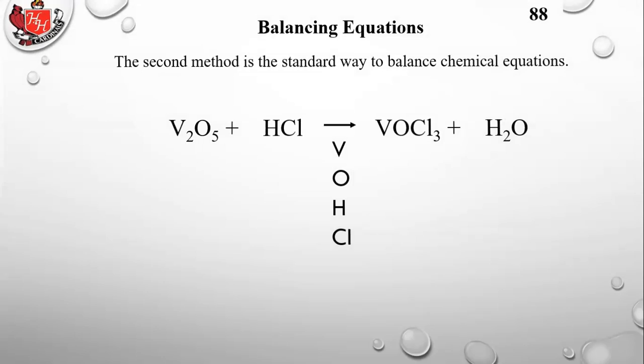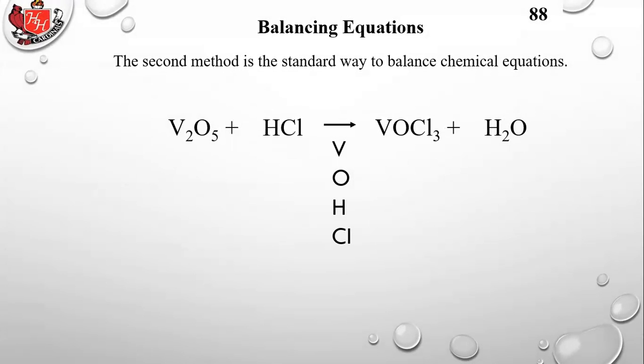Now we're going to use a little more sophisticated method. It's the way I'd like you to learn to do it. It's just by counting atoms on both sides. This will seem a little harder at first. The box method will seem easier.